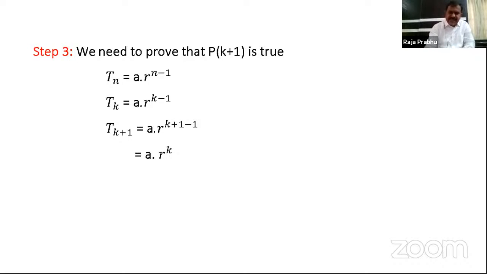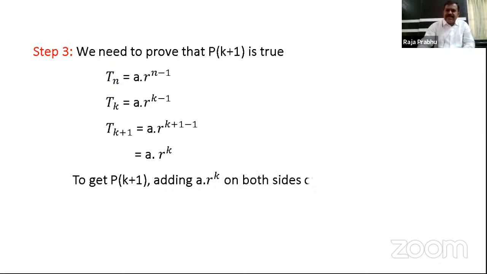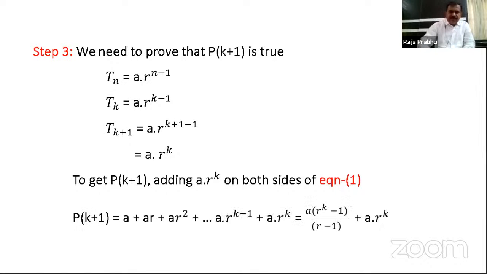Now let us try to write the statement up to the k plus 1th term. So what to do for that? Adding that k plus 1th term, that is t k plus 1, which is a into r to the power of k, on both sides of that equation 1. Now here we get P of k plus 1 is equal to a plus ar square and so on, up to the kth term a into r to the power of k minus 1, plus the k plus 1th term a r to the power k, which is equal to: up to the kth term the sum is a into r to the power of k minus 1 by r minus 1. As it is up to the k plus 1th term, the sum up to the k plus 1th term is plus a r to the power k. Okay, now we have to prove this.